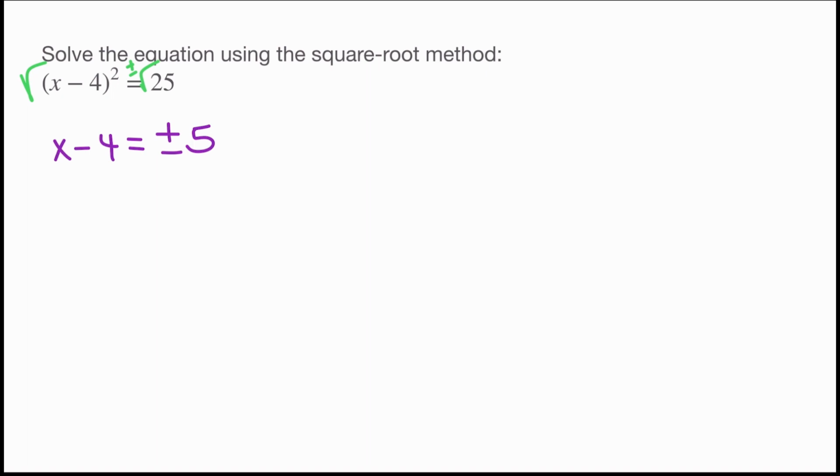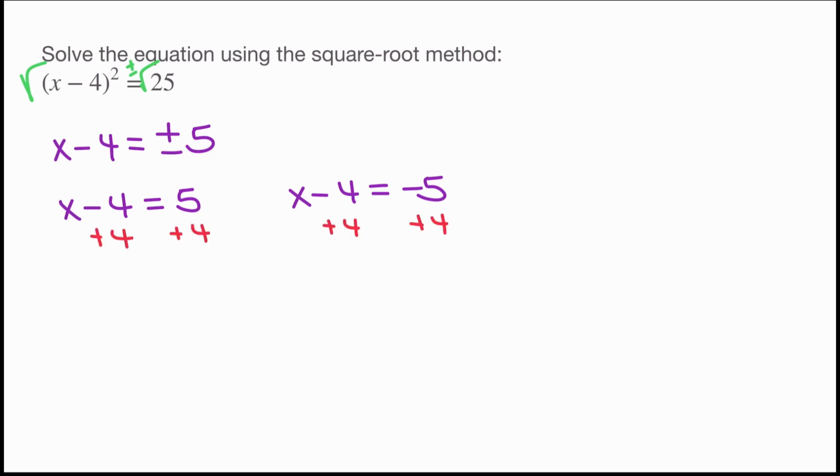So I'm left with x minus 4 could equal positive 5, or x minus 4 could equal negative 5. I'm going to write that out as two separate equations and then finish by adding 4 to both sides. So that gives me two possible solutions. x could equal 9, positive 5 plus 4 is 9, or negative 5 plus 4 is negative 1.